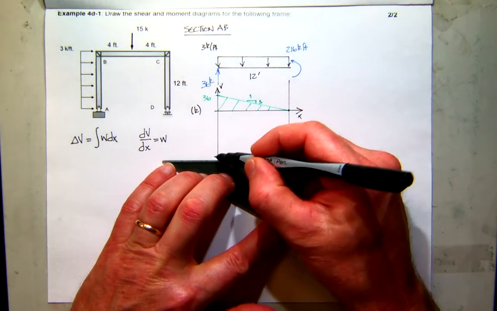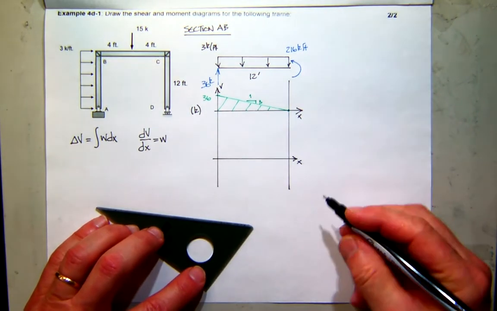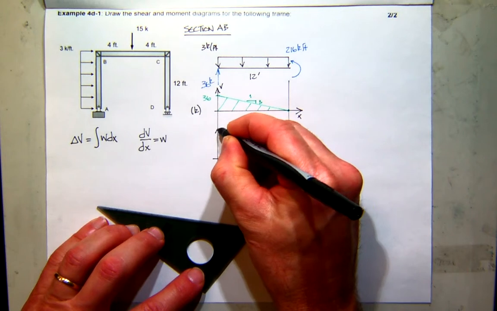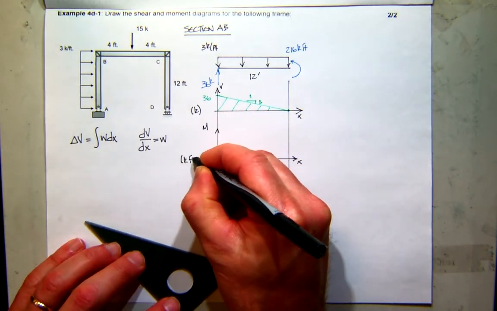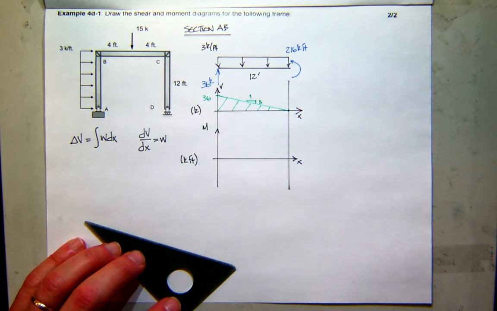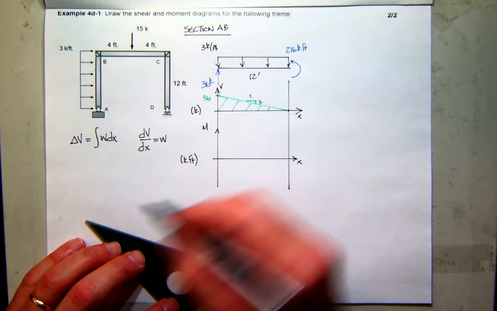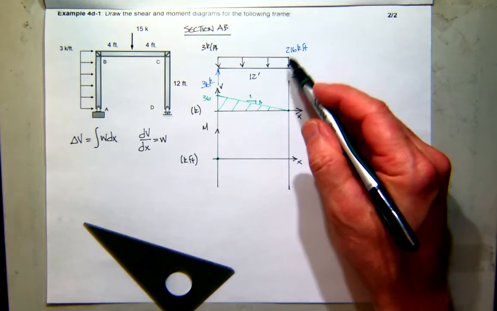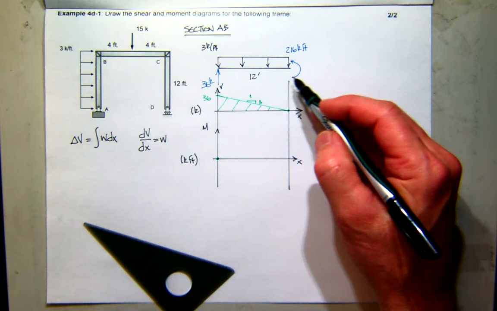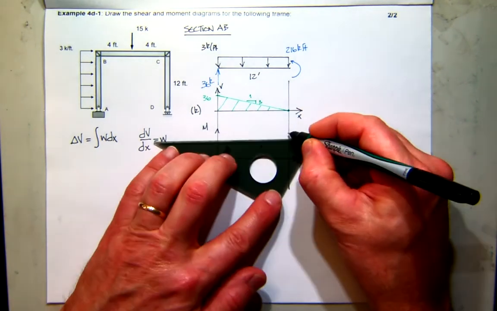All right, so now let's move on and do our moment diagram. So I'll assume a positive x, positive for moment. All my values will be in kip feet. So what do I know about the moment? What's the moment at A? 0. What's the bending moment at B? Well, it's 216. Is this positive or negative bending moment? Positive.